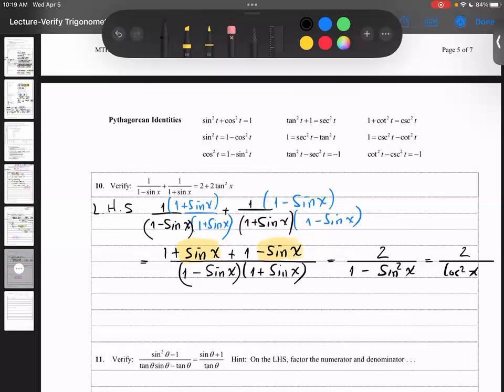Maybe I did something wrong. No, I don't do anything wrong. No, nothing wrong. The thing is I'm stuck. I look at the right-hand side, like, oh, I'm nowhere near that. And I have no idea how to make it into that.